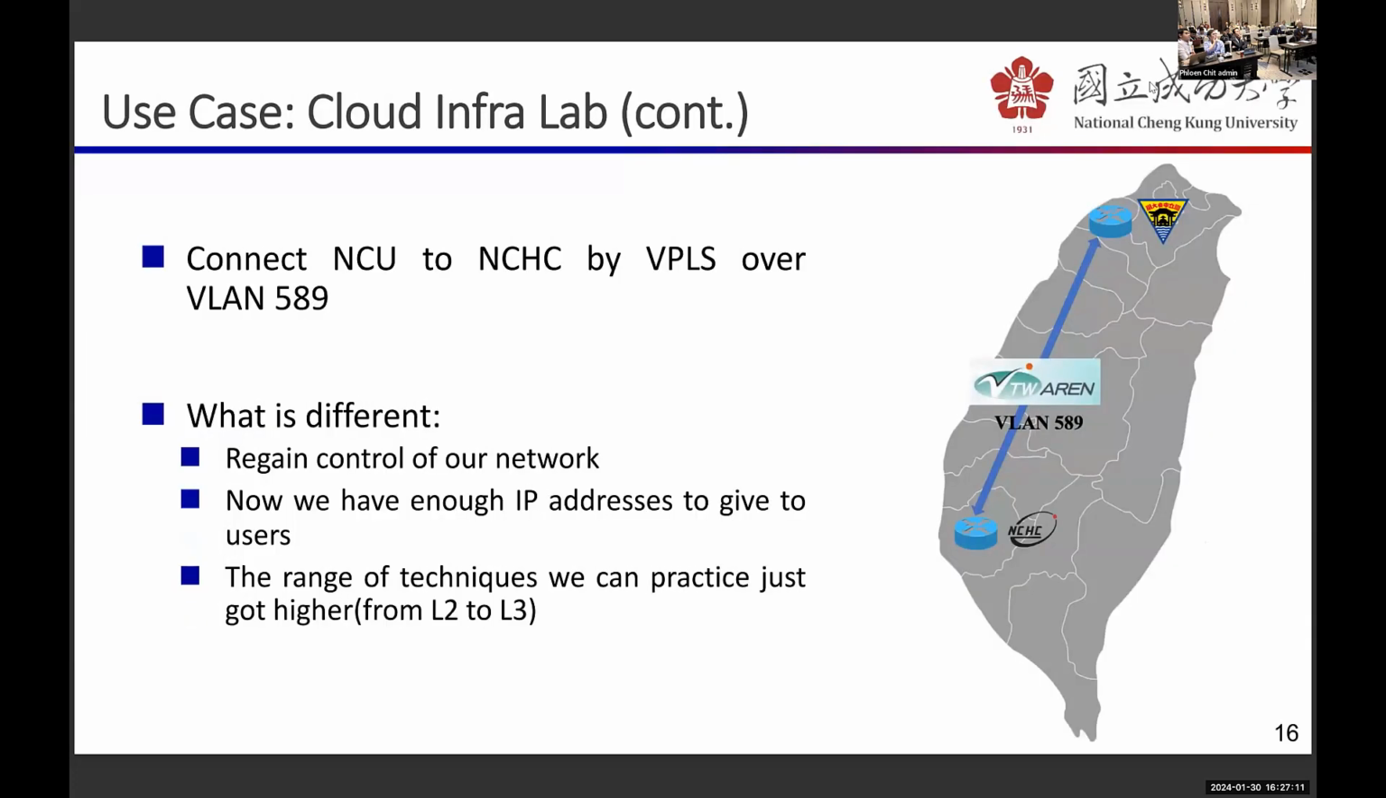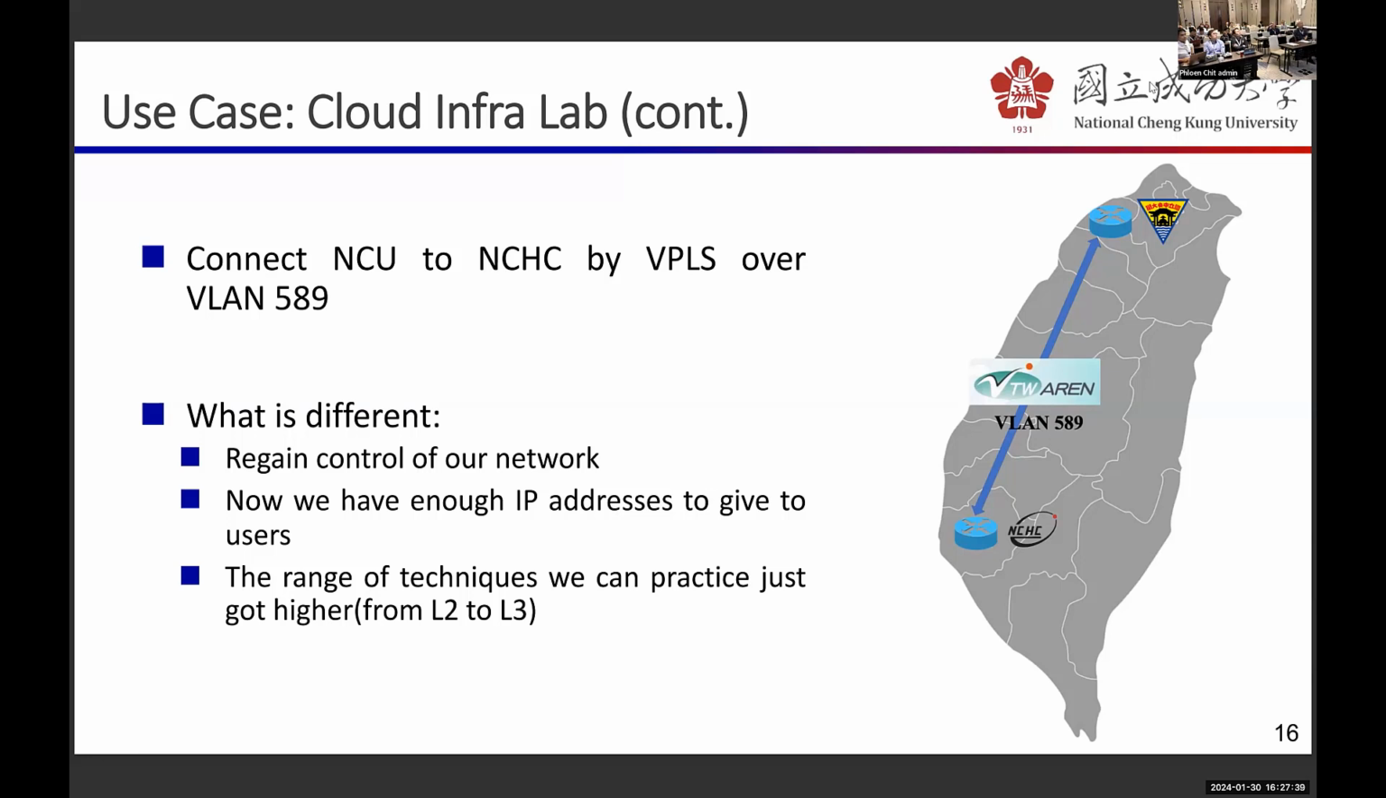So we asked my teacher, can you help me? Do you have any idea? He said, how about you connect your ISP to our BGP testbed? Thanks to TANet, one of the NRANs in Taiwan, we connect our school to NCHC by VPLS over VLAN 589. That's the TANet VLAN. So after we accessed the BGP testbed, what's different?